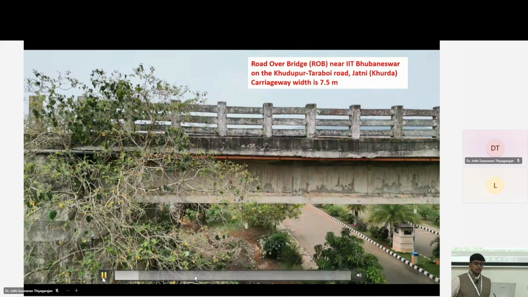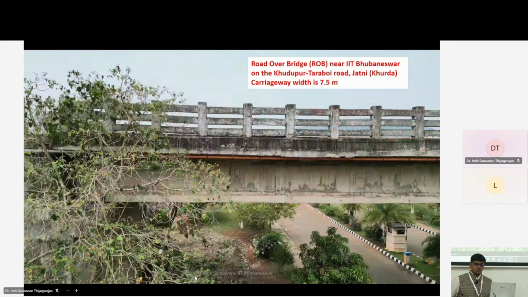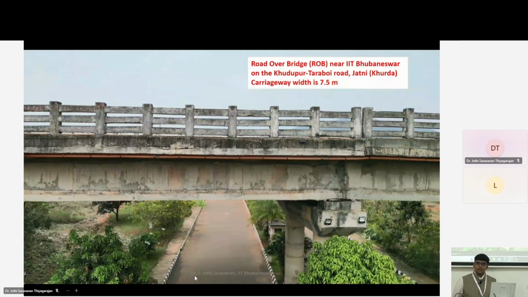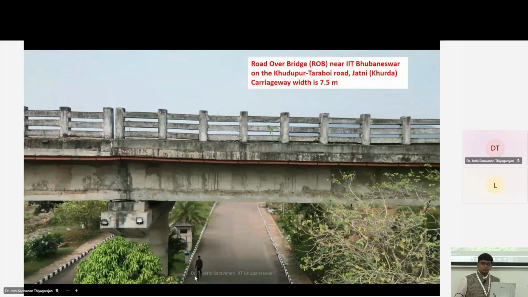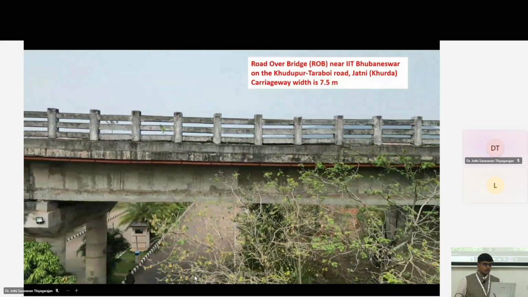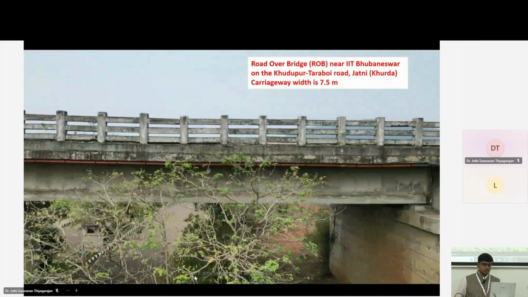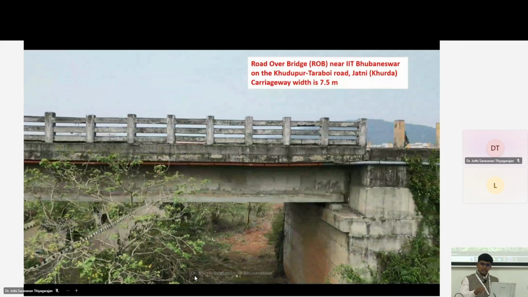This is an almost 15 years old bridge. It is deteriorating, so you can see a lot of spalling. In a few places there is corrosion. There are cracks, of course, so they are not maintaining it.